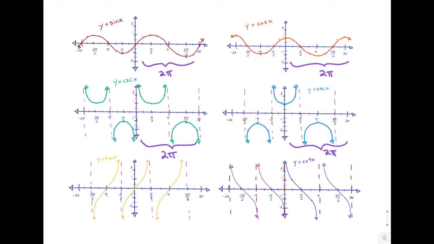And then tangent and cotangent. Tangent defined as y over x on the unit circle, cotangent as x over y on the unit circle, and both repeat themselves every pi units.